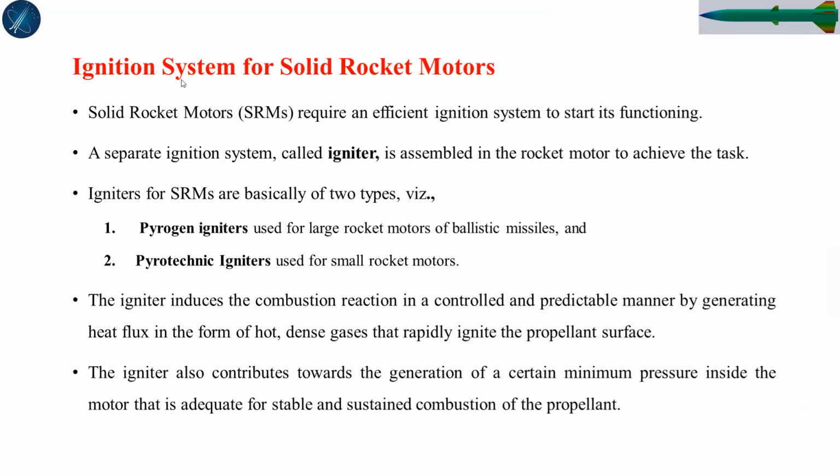So these ignition systems are usually of two types. One is the pyrogen igniter, another is the pyrotechnic igniter. What are pyrogen, what are pyrotechnic, we can see. A solid rocket motor requires an efficient ignition system to start its functioning, and a separate ignition system called an igniter, which is assembled into the rocket motor to achieve the task. The task is igniting the inner surface of the propellant grain. So that is the task. So the two types are this.